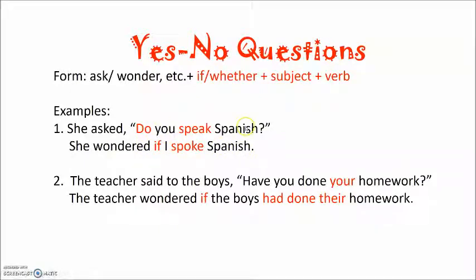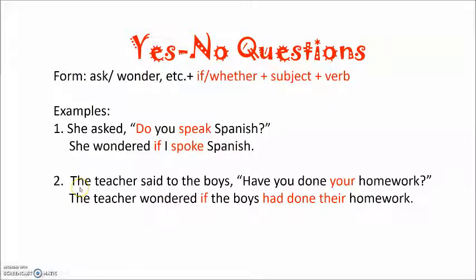Since this question is a yes or no question, we'll either use if or whether. Here we used if, but we don't use the auxiliary do anymore. And from the auxiliary do, we know that the verb is in the simple present. Speak doesn't really help us because it is in the base form. So we changed the simple present to the simple past. So the sentence reads, she wondered if I spoke Spanish. You have your if, you have your subject, and you have your verb.